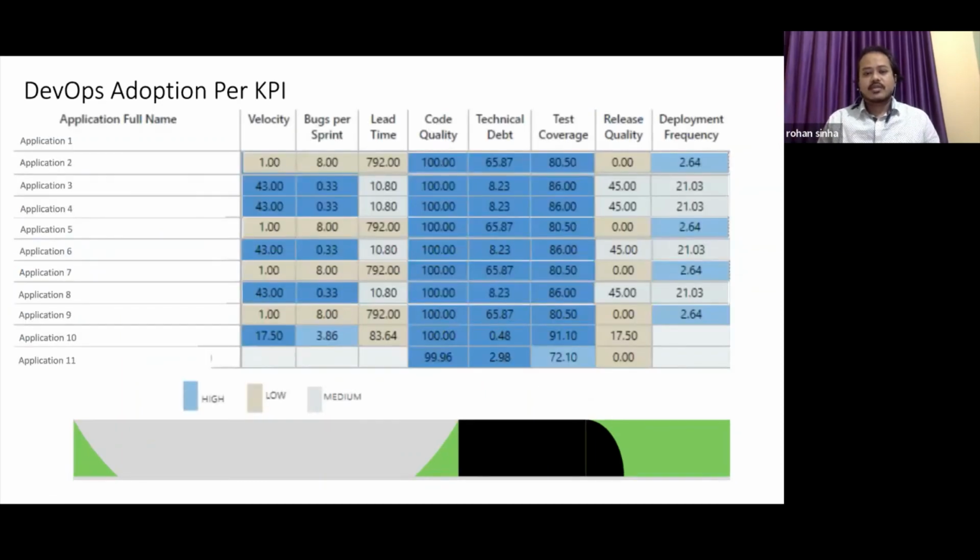So this diagram represents an adoption level per KPI. I have given a few KPI examples like velocity, bugs per sprint, lead time, technical debt, deployment frequency, etc. Now with this view, the application owners can see how each of their applications is performing at an individual level, how their scores are looked at per KPI, and with this view they can directly understand where they need to improve with the help of the color codes mentioned.